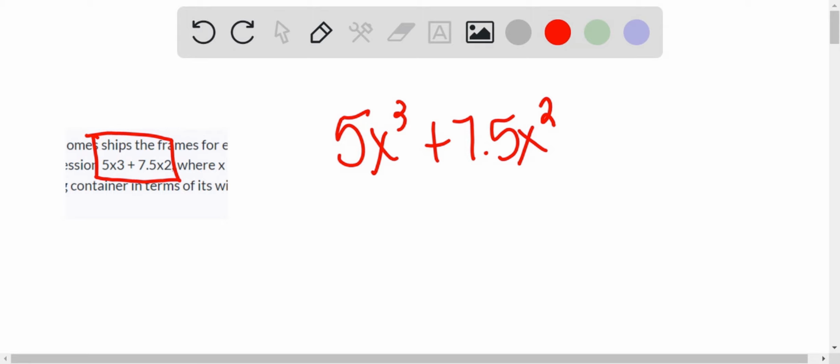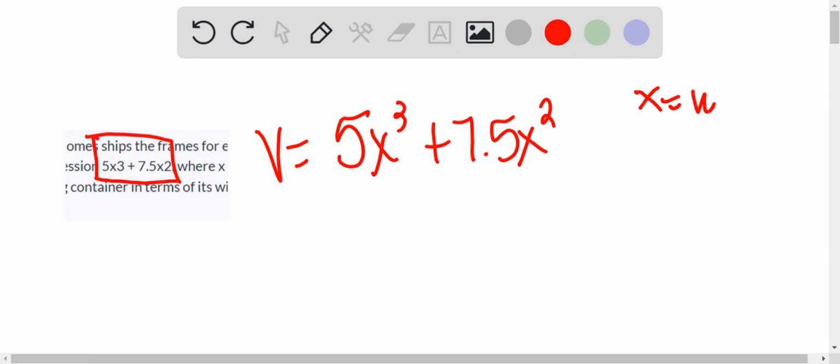the volume can be, that's the volume. So the volume equals of the shipping container, where it says x is the length of the shipping container. So x equals the width.